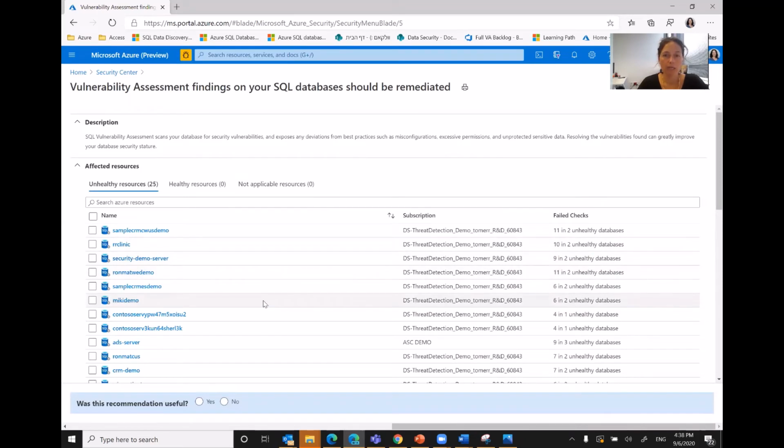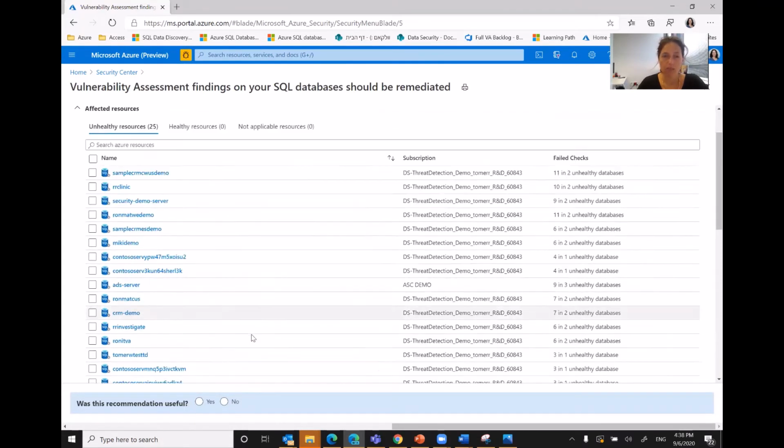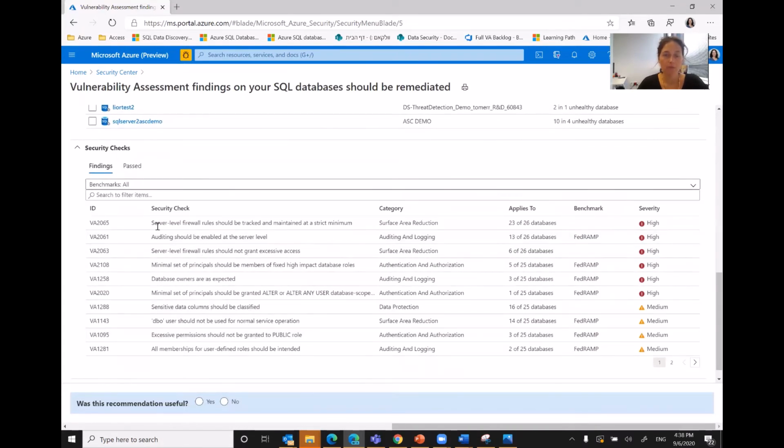And when I go in here, what I see is a list of all the resources, so all the servers that are part of my subscriptions. And below, when I scroll down, I can see all the security checks. So VA scans the database and the server, and actually runs a group of predefined rules, security checks, that help us identify misconfigurations and other security vulnerabilities. And here is a list of them.